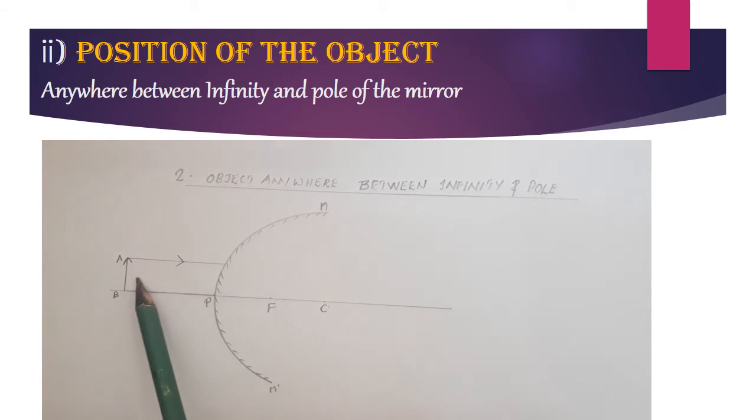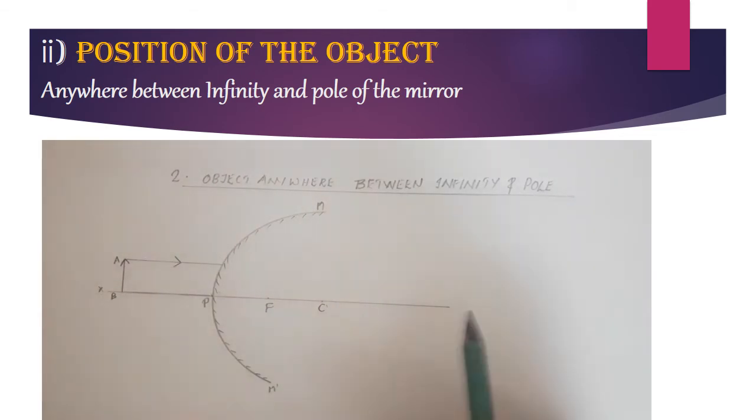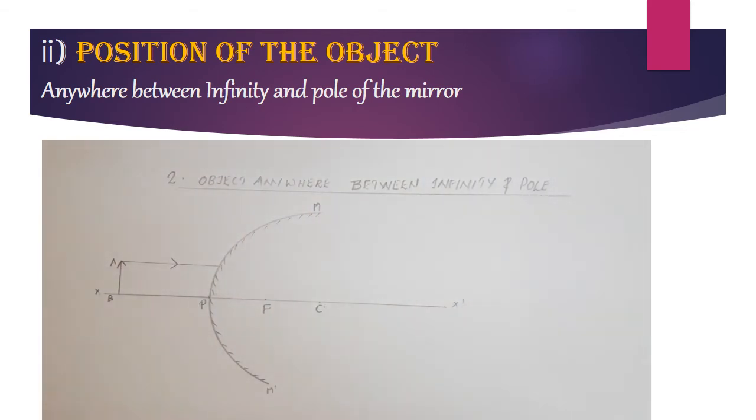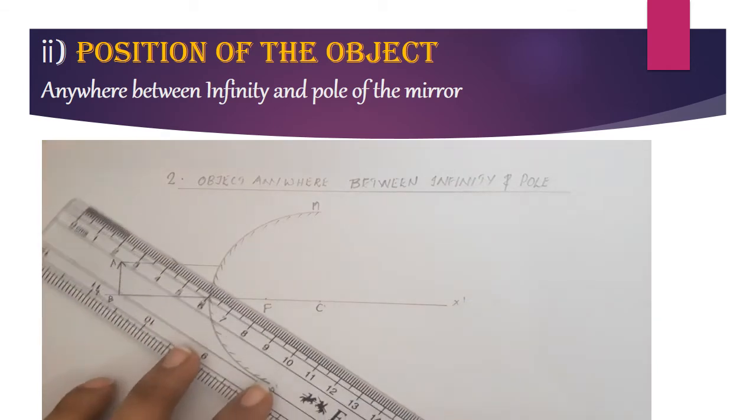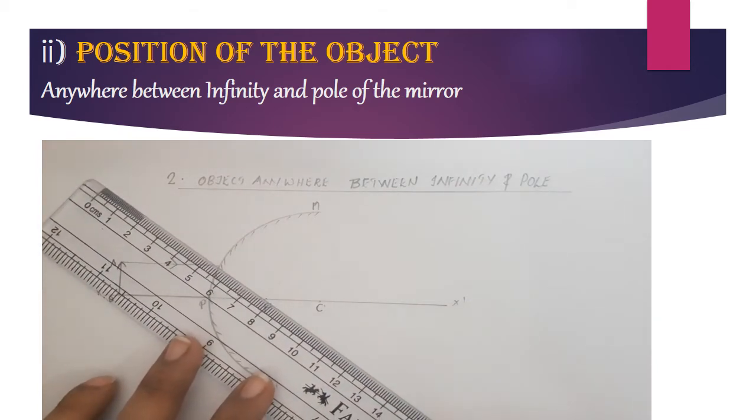So children, we have kept an object. We can keep it anywhere between infinity and pole. This is our pole, principal focus, and here is our center of curvature. So the object we have kept anywhere between infinity and the pole. You can see the first light ray that is coming parallel to our principal axis. Let our principal axis be XX dash. And this light ray, we know according to our rule, should appear to diverge from the principal focus.